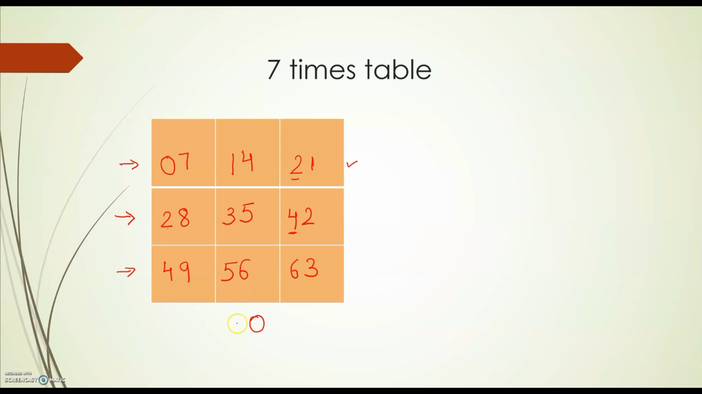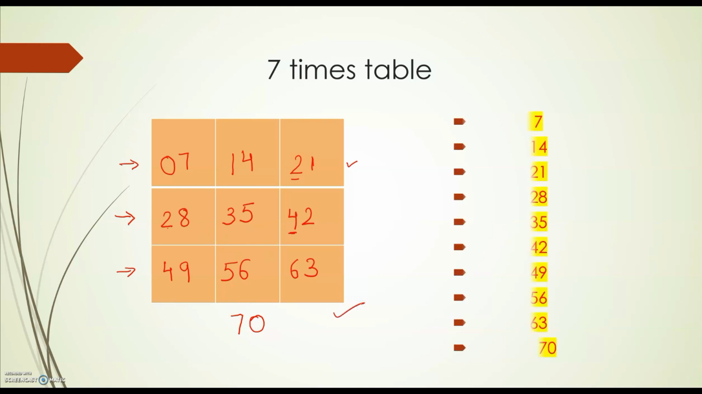And we are writing the 7 times table. So we will write 7 for the 0. And this is our 7 times table.